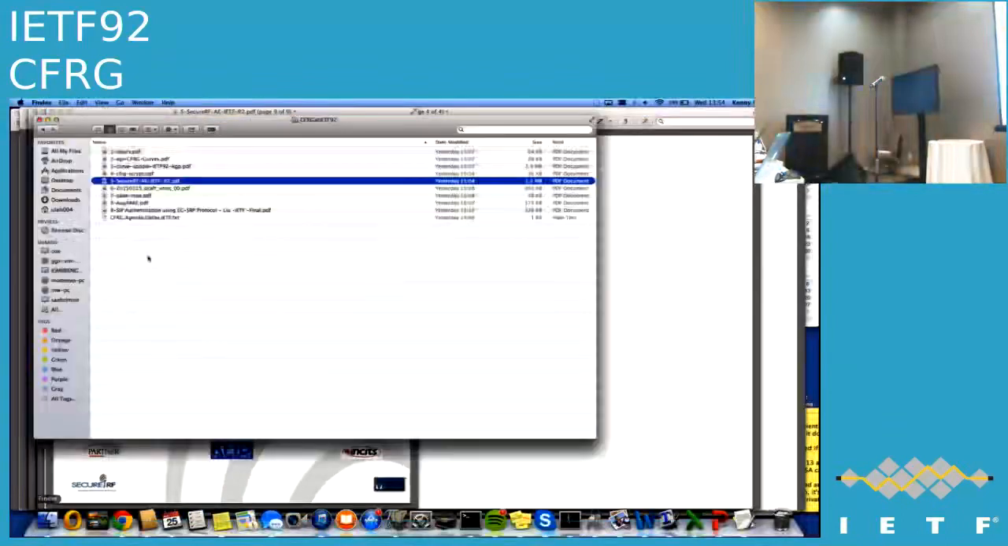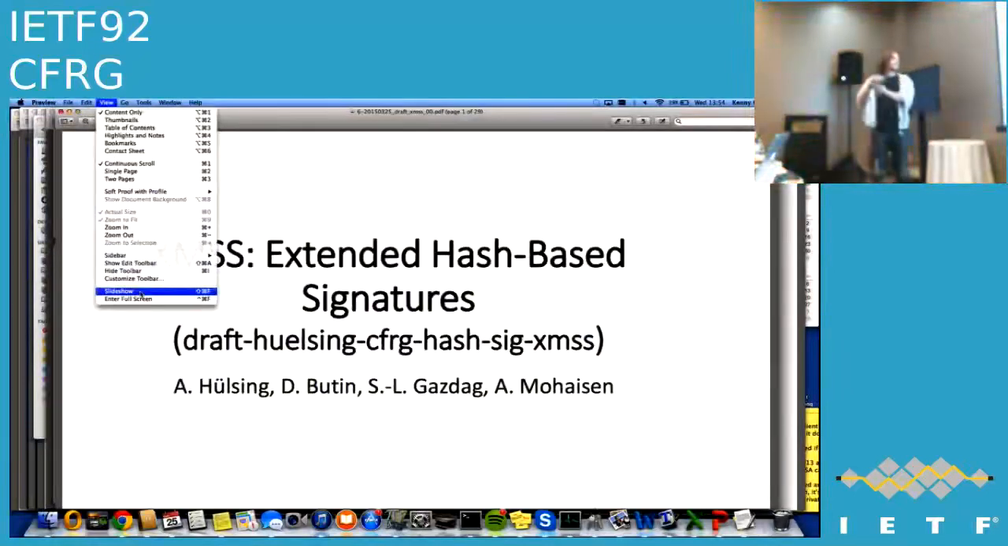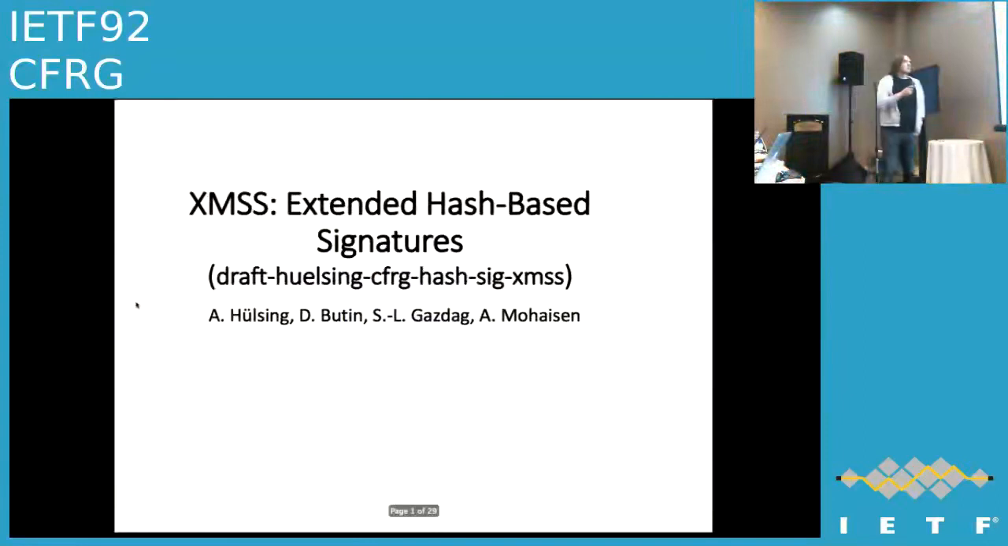Okay, next is hash-based signatures. Hello. So we submitted a draft on hash-based signatures, which is called XMSS, Extended Merkle Signature Scheme. Next.